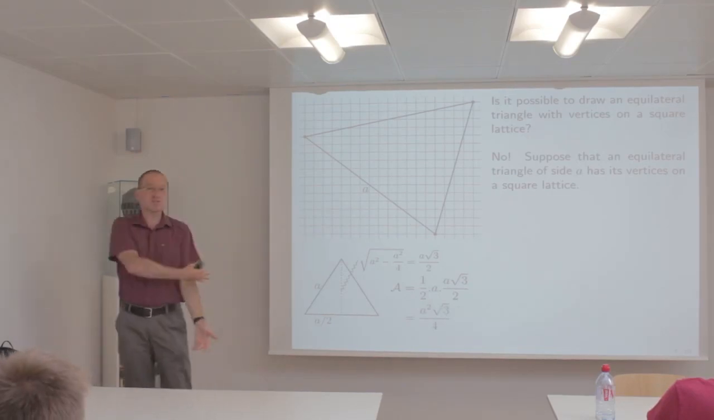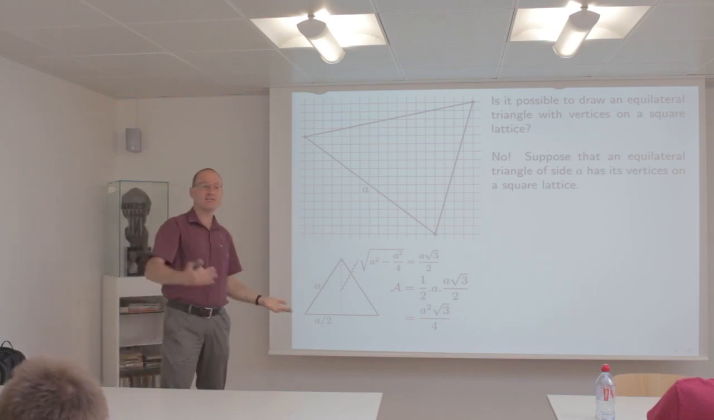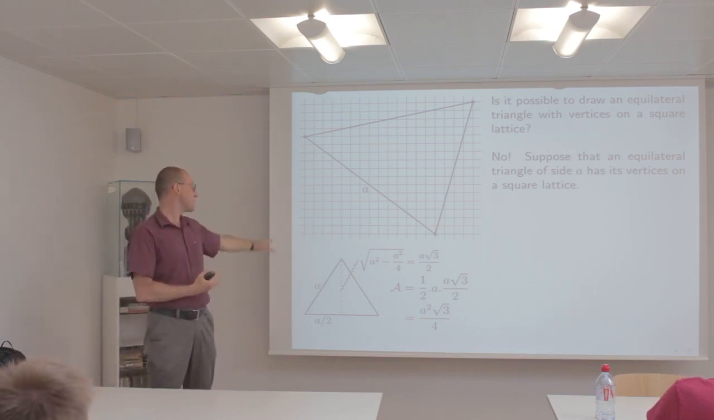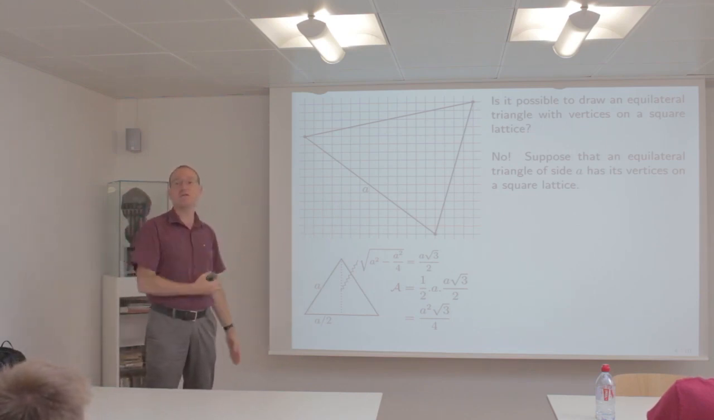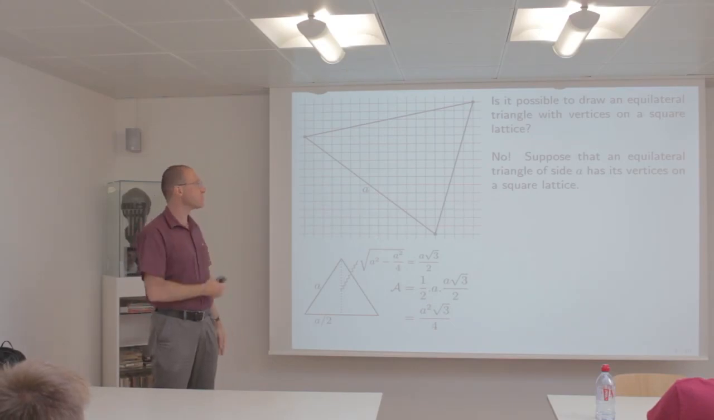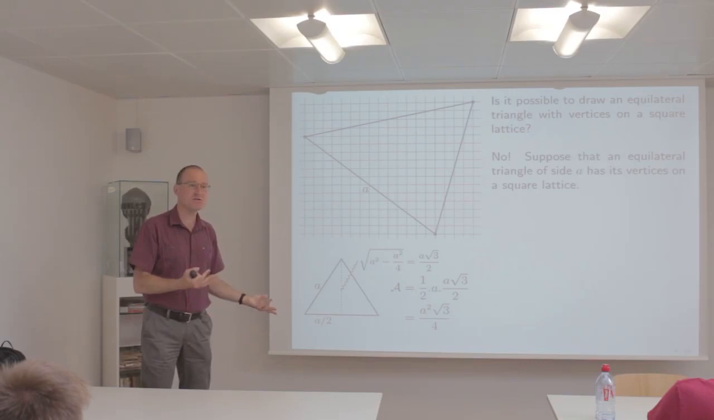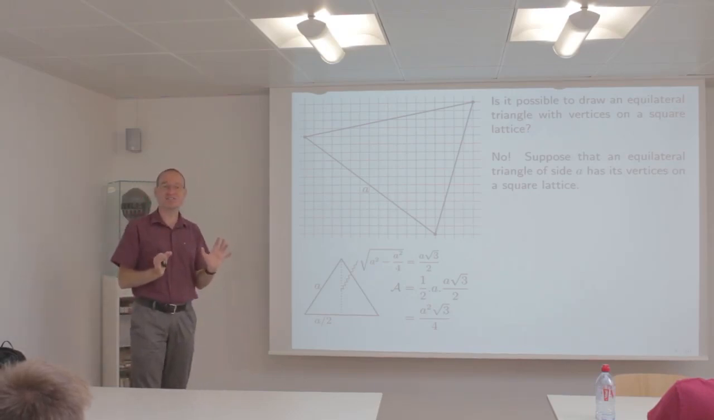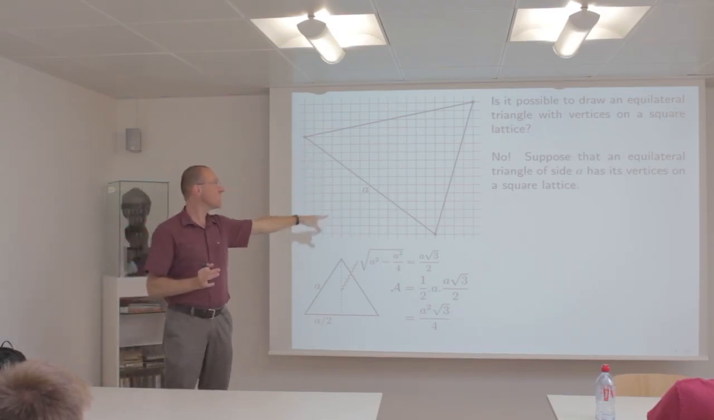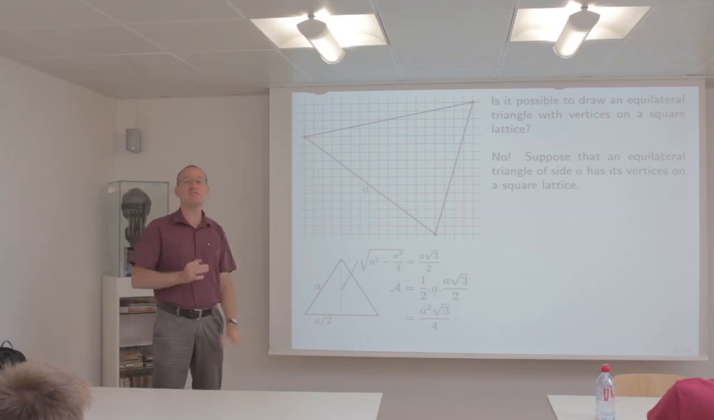This is the conventional formula. It shows up in your geometry classes. That's how you calculate the area of an equilateral triangle of side length A. Okay, now we have to get the contradiction. You have this equilateral triangle with vertices on a square lattice.